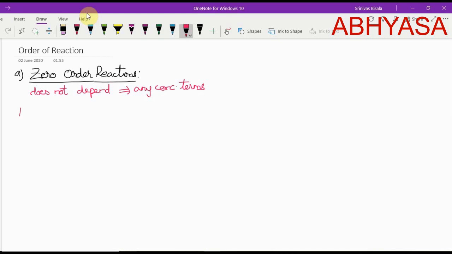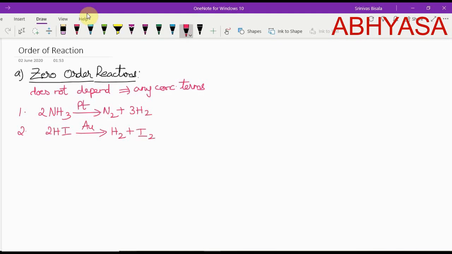Examples: one is the decomposition of ammonia on the surface of platinum catalyst to give nitrogen and hydrogen. And second example, the thermal decomposition of hydrogen iodide on the surface of gold to give hydrogen and iodine.